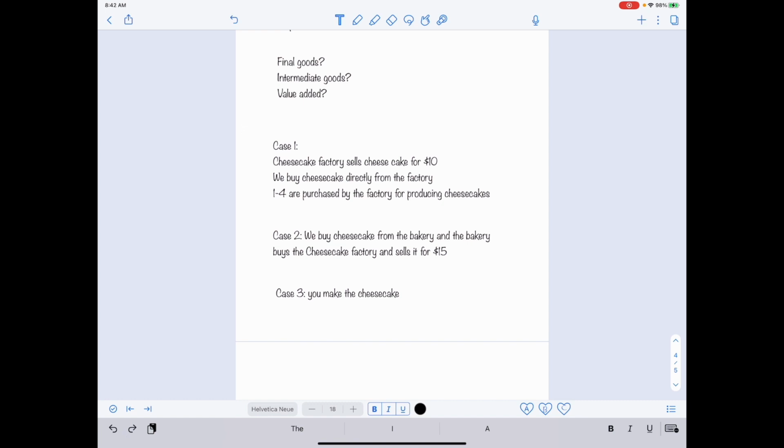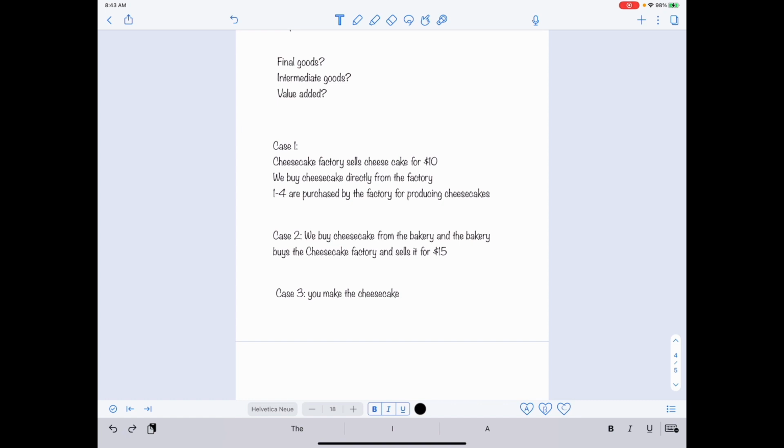That is because when the cheesecake is produced by a factory, the factory also contributes to the production process, and that production process is valued in dollars. In our case, this value added is $3. When the cheesecake is sold to the bakery, the bakery adds the services for providing the cheesecake. They are also adding value to the whole consumption process. In our case, it is valued at $5.